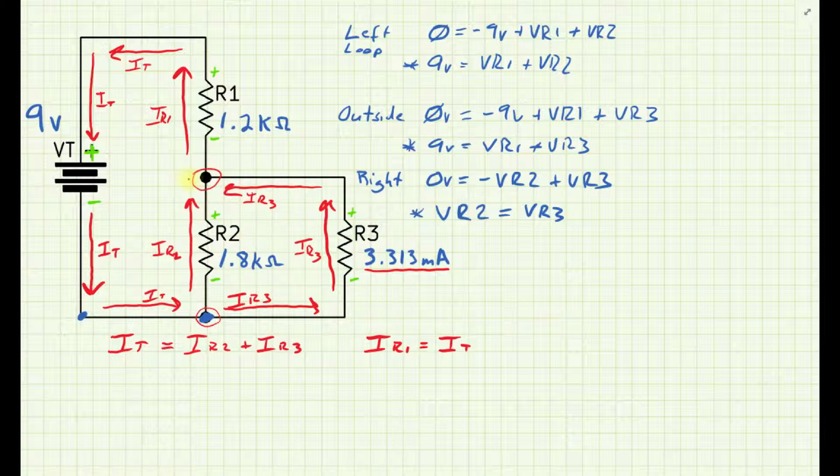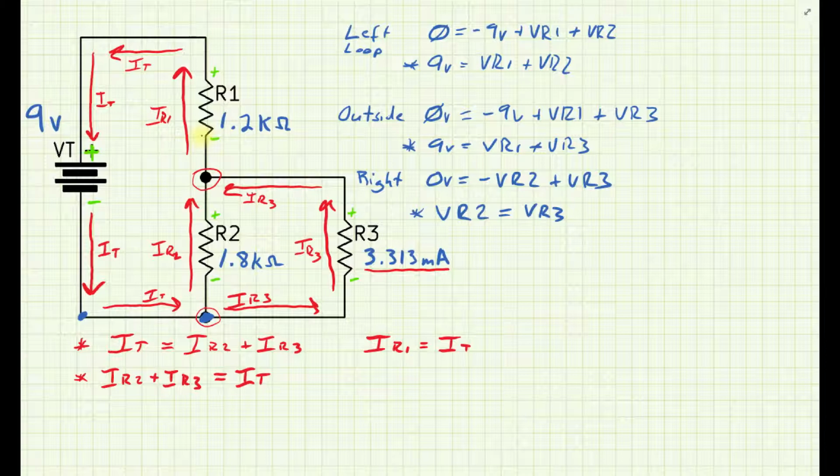Let's look at this node, which is the only node we have left. What's going into it? I've got IR2 entering, and then IR3 entering. IR2 plus IR3 entering equals the sum of what's leaving, which is just IR1, which I've identified as IT again. So now we can see that these two equations are exactly the same. I've only got one place where the current splits as it leaves the source, and then those currents join back together and become IT.